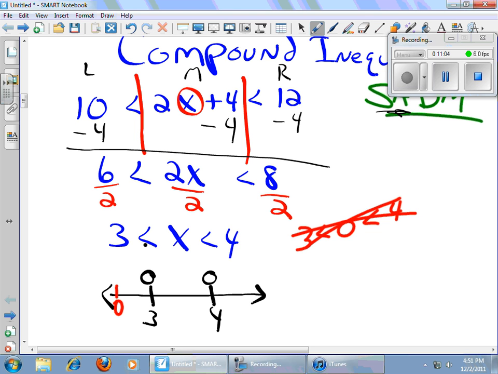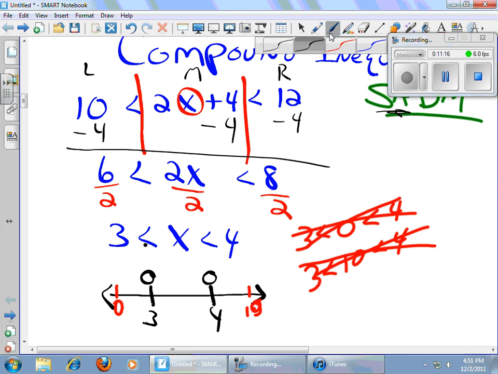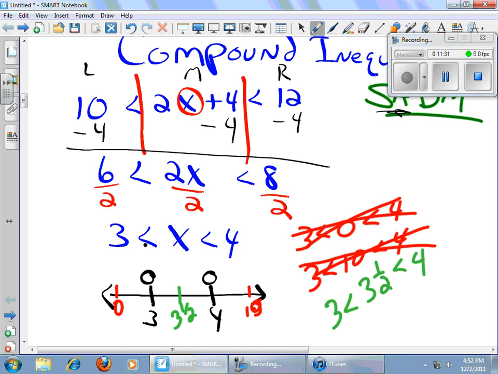Let's pick a number bigger than 4, say like 10. Is 3 less than 10? Well, it sure is. Is 10 less than 4? Nada. Not going to work. I'm not going to shade towards the 10. Sorry, my 10 didn't show up very well. But I will pick a number like, say, 3.5. Is 3 less than 3.5? It sure is. Is 3.5 less than 4? Ding, ding, ding, we have a winner.